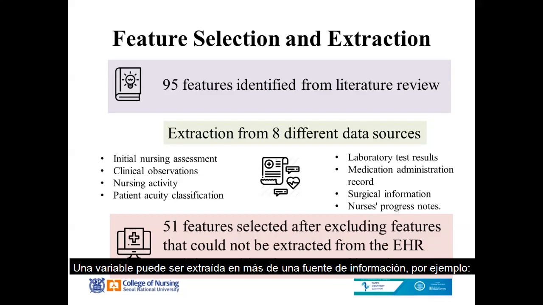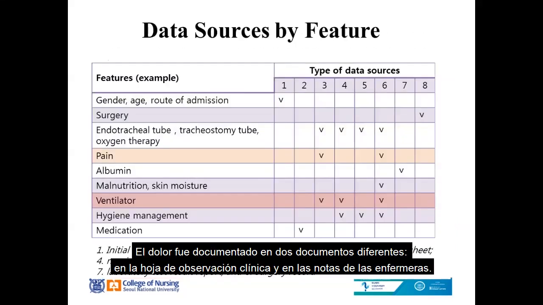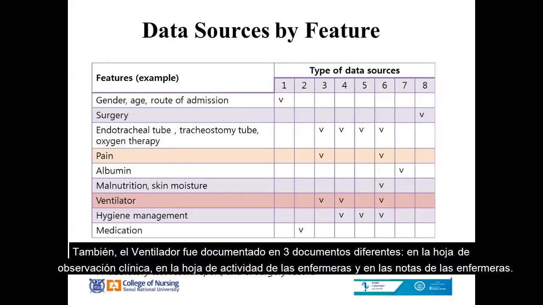A feature can be extracted from more than one data source. For example, pain was documented in 2 different documents, clinical observation sheet and nursing notes. Also, ventilator treatment was documented in 3 different documents, clinical observation sheet, nursing activity sheet, and nursing notes.